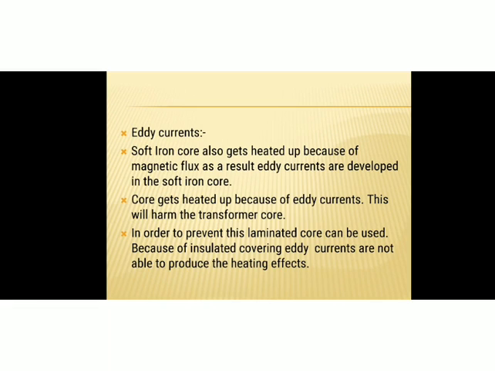Okay, and the next source of energy loss is eddy currents. This soft iron core gets heated up because of the magnetic flux, and as a result eddy currents are developed in the soft iron core, because it is a conductor, and the currents induced in a conductor due to the change in magnetic flux are eddy currents. So eddy currents are developed, and due to eddy currents heat energy is generated. The core gets heated up because of the eddy currents, and this will harm the transformer core. In order to prevent this, a laminated core can be used, and we had discussed lamination in the electromagnetic induction chapter. Whenever laminated cores are used, they are insulated, and because of that insulated covering, eddy currents are not able to produce the heating effects. Okay, the core is protected from those heating effects.